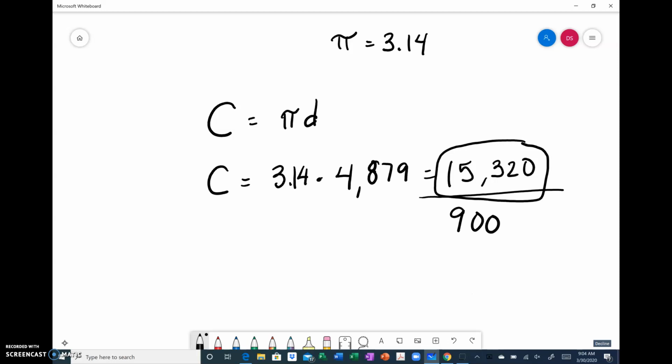and you will see that it will take you 17 hours because you're flying at so many kilometers per hour. Okay? That's how you answer that question in worksheet 7.2.2.